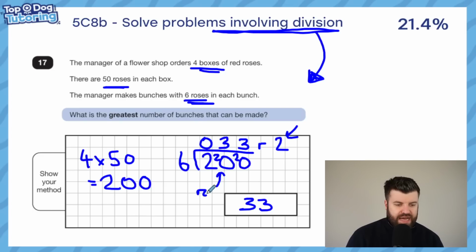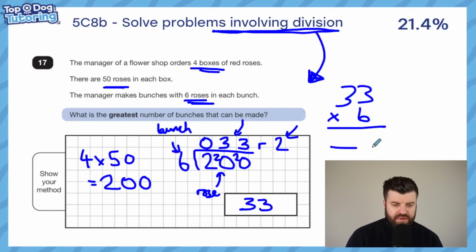200 is how many roses we have. 6 is how many in a bunch. And then that means at the top, that's how many bunches we make. We can make 33 bunches of 6. We can prove this by doing 33 multiplied by 6. We get 18, then we get 18 again. 198 roses have been used. So the 2 is the leftovers.